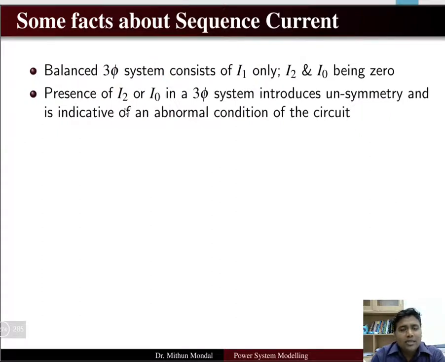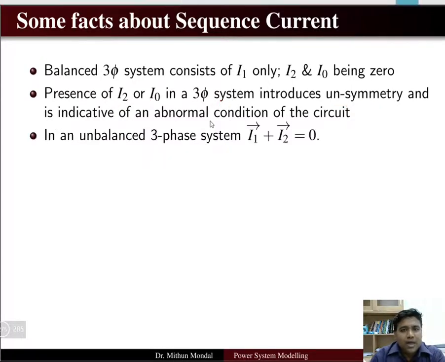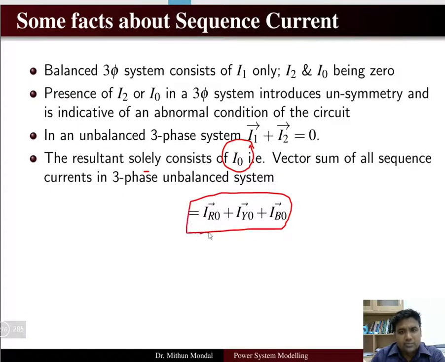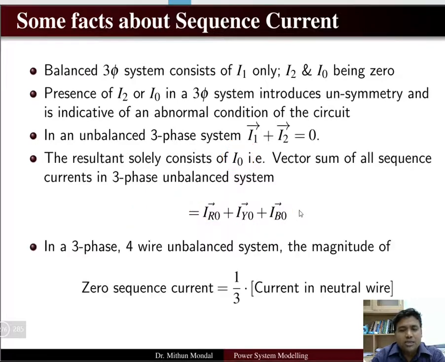The second point is that if you have some negative sequence or zero sequence presence in a three-phase system, it surely means that there is some unsymmetry or an abnormal condition in the circuit. And if your system is unbalanced, the vector sum of positive and negative sequence will be 0. So the resultant consists solely of the zero sequence component, which can be written in terms of the three phases R, Y and B. Only the I0 vector, the zero sequence component current, is involved, consisting of the R phase, Y phase and B phase zero sequence components.